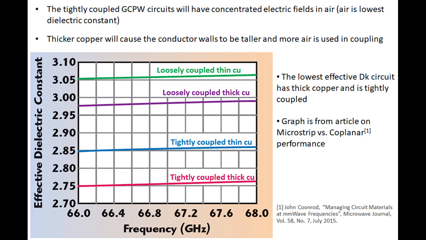Now you can see there's a difference of about 0.3 in effective dielectric constant, and remember this is using the same sheet of material, so this difference of 0.3 is really related to the design of the grounded coplanar waveguide being loosely or tightly coupled and thin and thick copper.